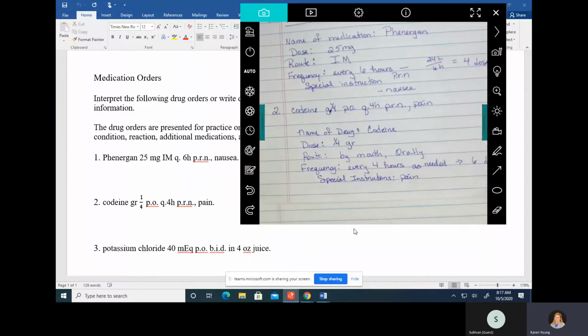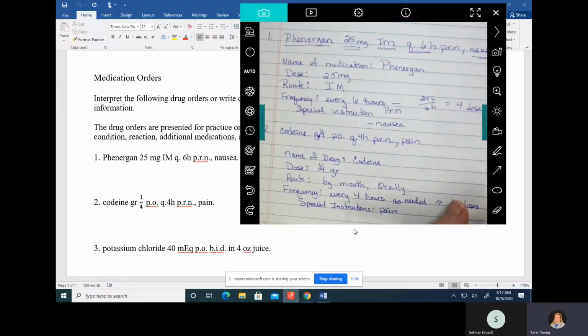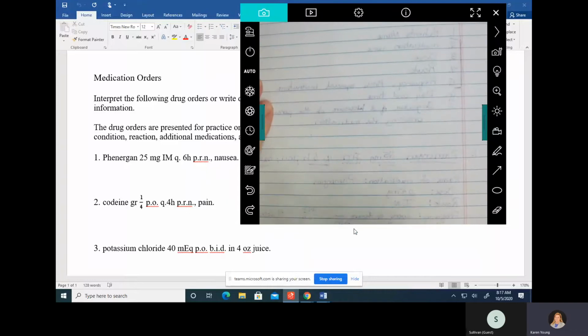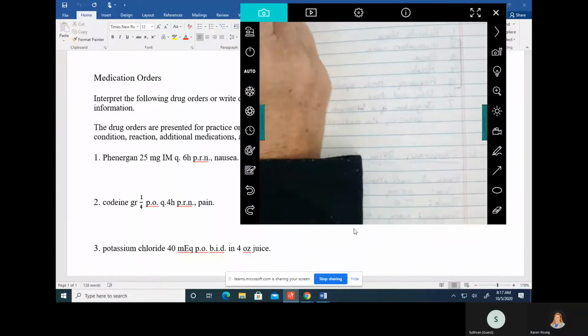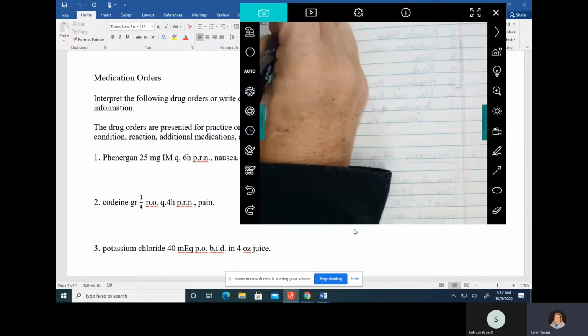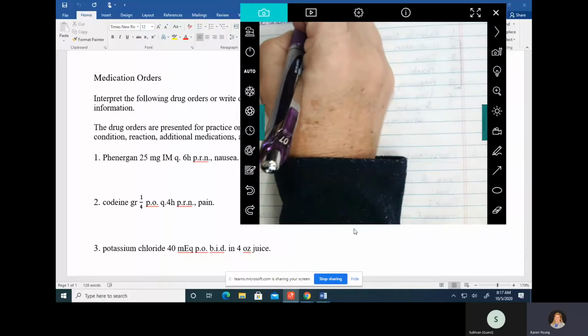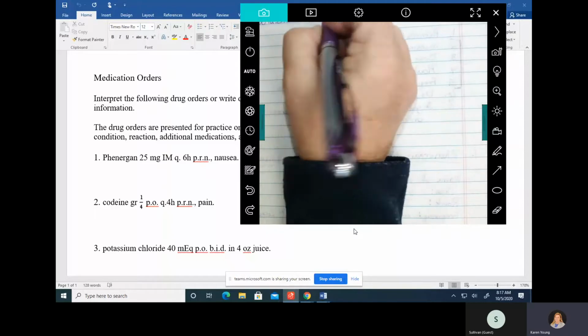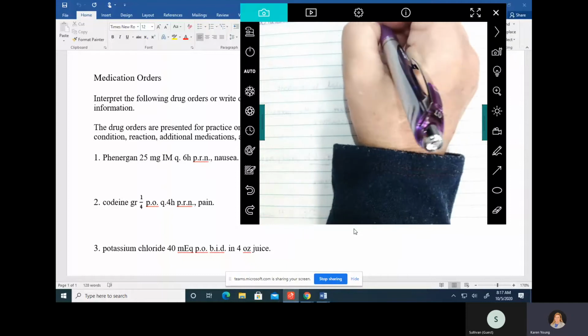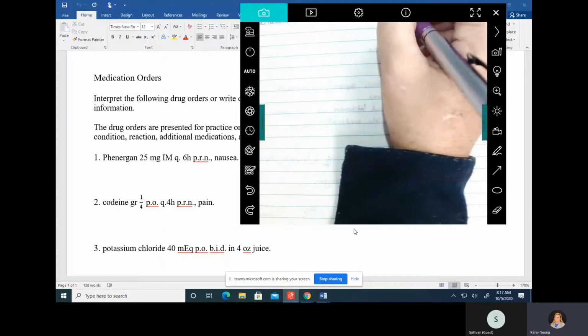So, questions on those yet? Medication orders are real simple in that they have no math in them. Okay, it's just kind of learning, and I don't want to say memorizing, but learning what parts of the medication order are what. So the third one is potassium chloride. 40 milliequivalents. PO.